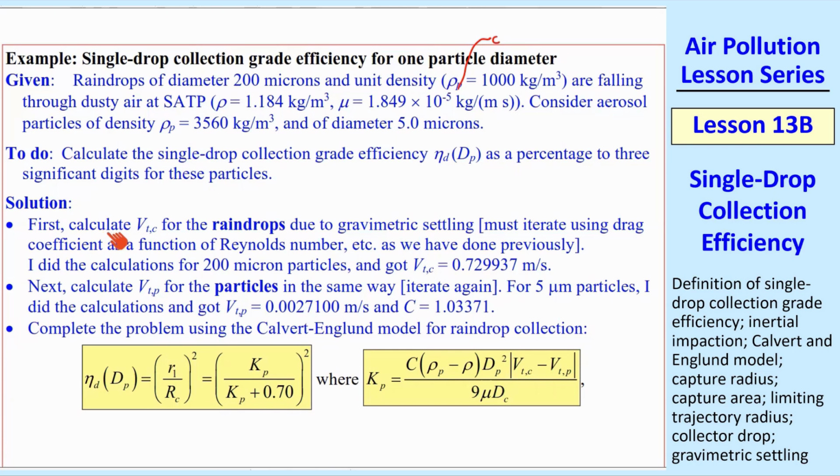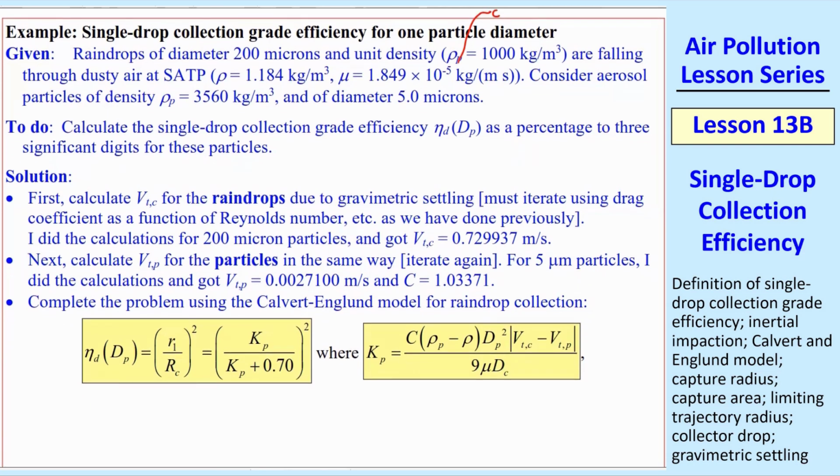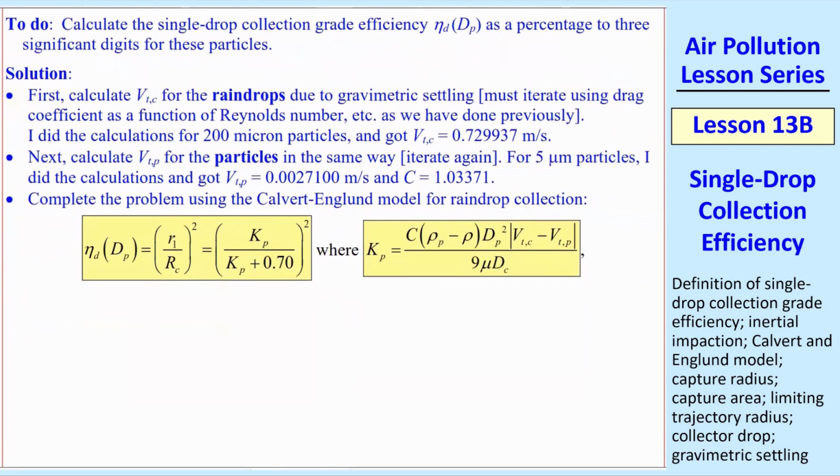So first, I calculated VTC for the raindrops due to gravitational settling. I iterated the way we've done many times. You should get 0.729937. I repeated for the particles, iterate again, and I get 0.0027100 meters per second with a Cunningham correction factor that I'll also need. Now I complete the problem by using the Calvert and Englund model for the raindrop collection.